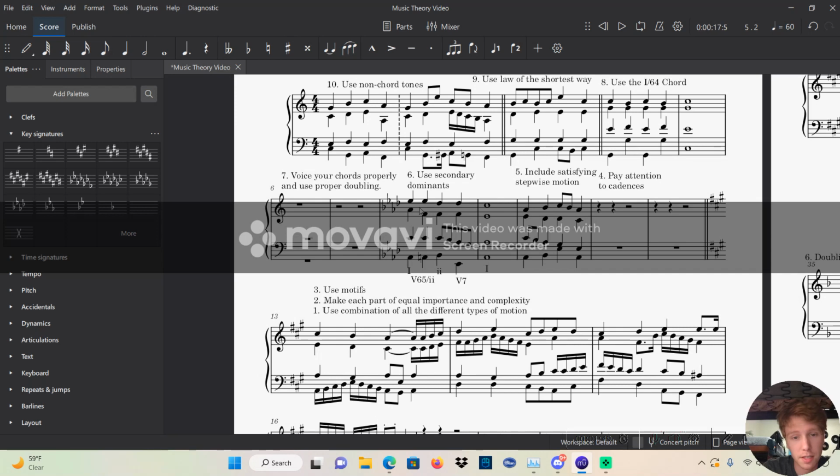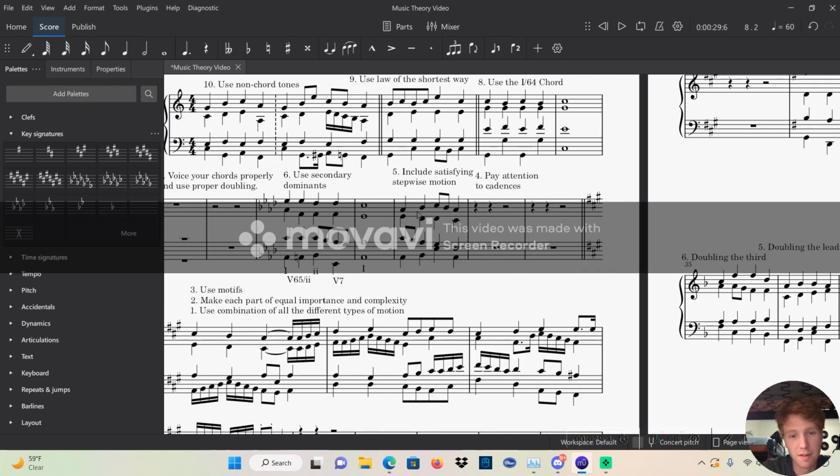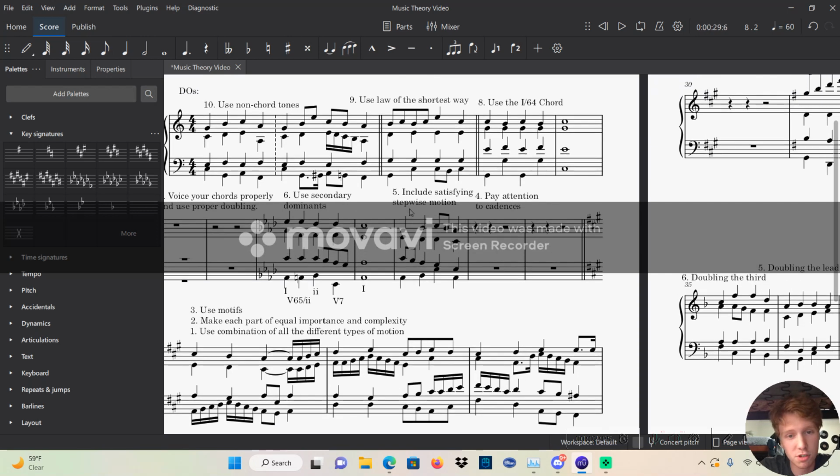But it depends. Coming in at number six, we got using secondary dominants. Pretty cool. I like them. You should use them. Number five, we have including satisfying stepwise motion.